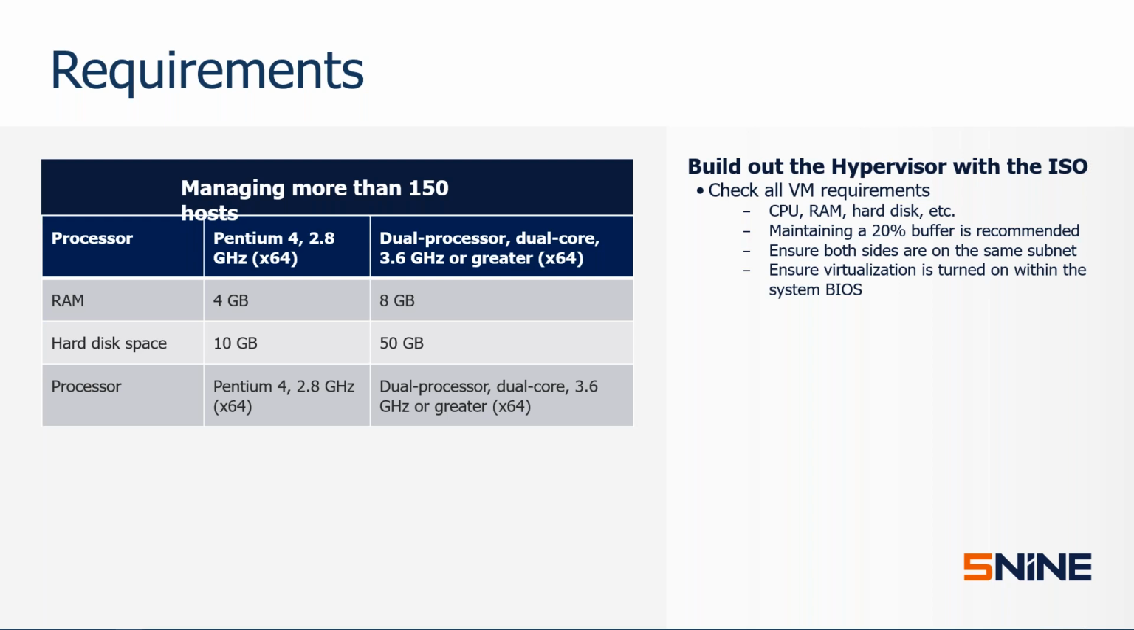You want a dual core, but a 3.6 gigahertz processor. You definitely want that computing power. And you also want to maintain a 20% buffer. I always say 20%, but some people are even more conservative and do 30 or 40%. That way, when it's time for that hardware refresh, you have that small buffer to have time to figure out what your next storage and virtualization hardware is going to be.